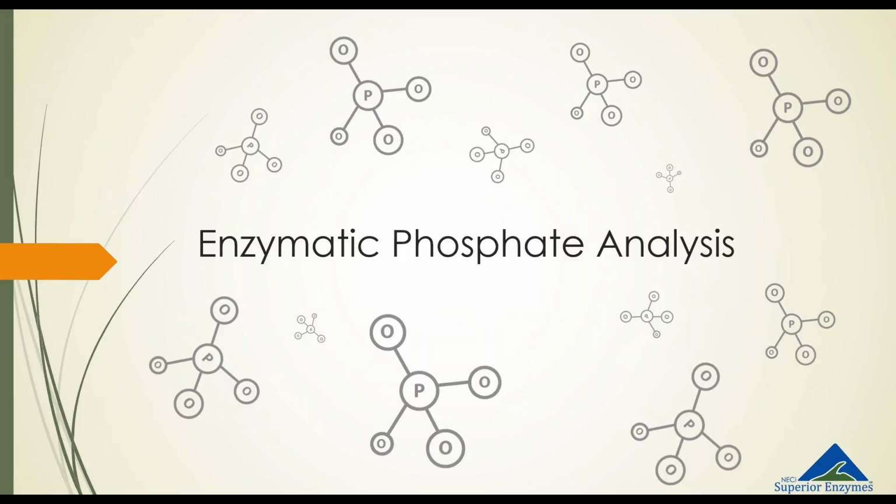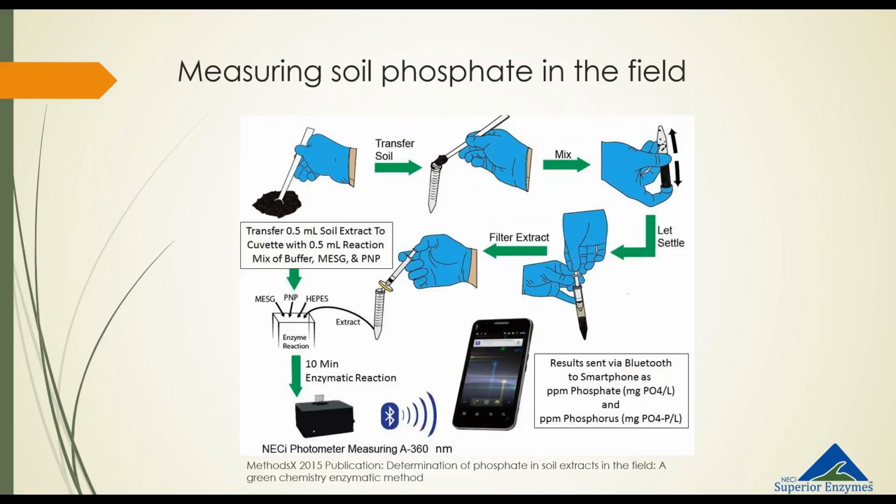And so now we'll go over the phosphate method using enzymes. This image is the graphical abstract from our recent publication in NECi this past summer. It's similar to the nitrate method, except there's no color development, and it's not visual analysis, so you will need a photometer to analyze the results.